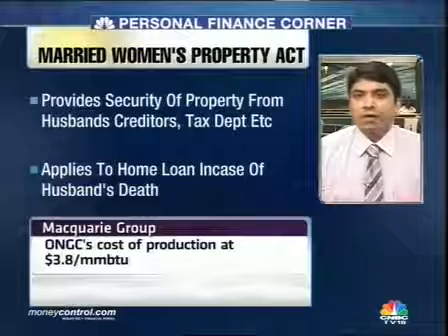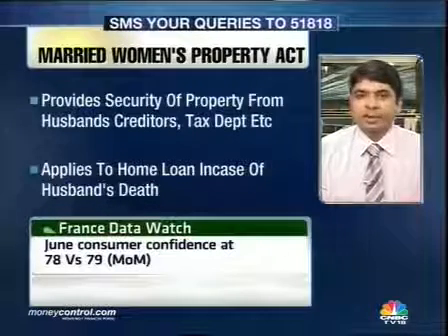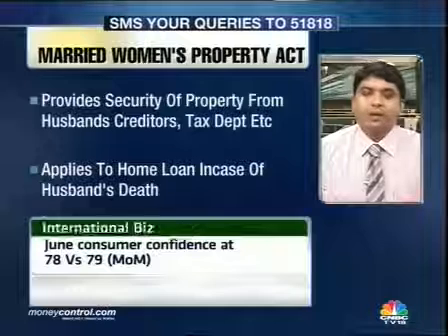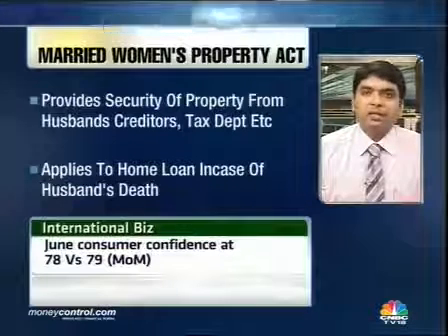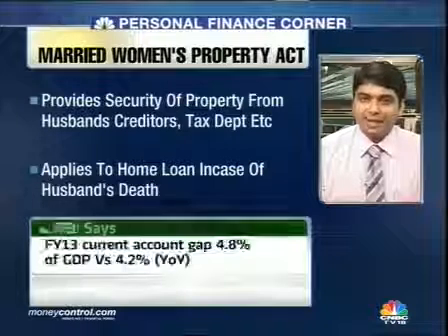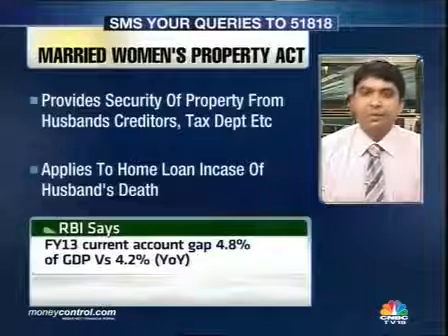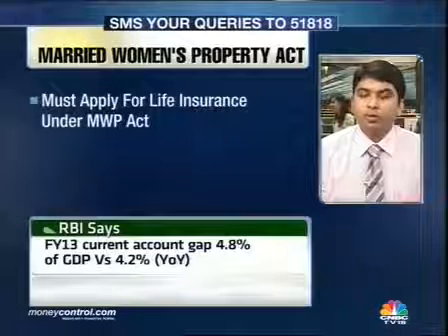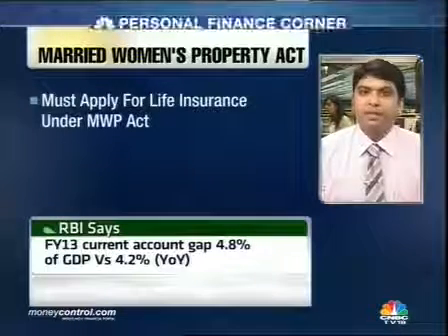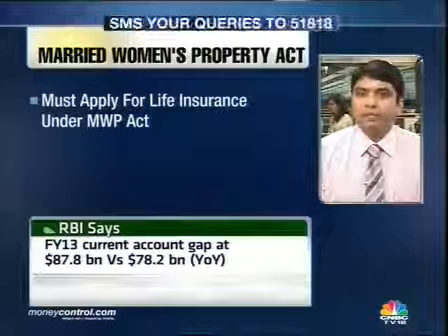Now, in order to protect the family, the wife and the children, the life insurance policies that one takes, he should make sure that these policies, at the time of taking them, should be taken under the MWP Act, the Married Women's Property Act. Because life insurance policies are also entitled to be attached, which means the claims that get paid out on the death of the husband go to the bank and not to the surviving members.